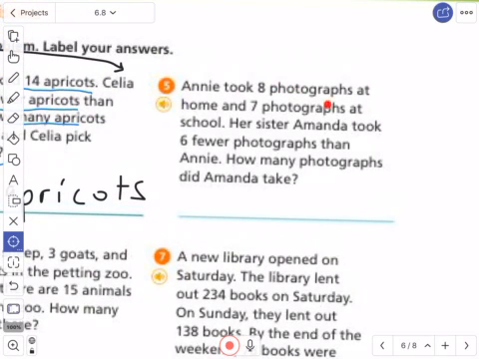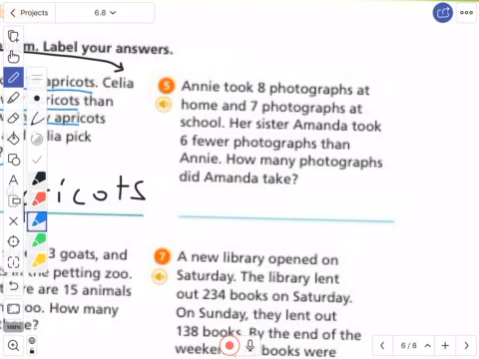Annie took 8 photographs at home and 7 photographs at school. Her sister Amanda took 6 fewer photographs than Annie. How many photographs did Amanda take? And I'm going to go back. I'm just going to do my underlining too. She took 8 photographs at home, 7 at school. Her sister Amanda took 6 fewer. How many did Amanda take? Okay.